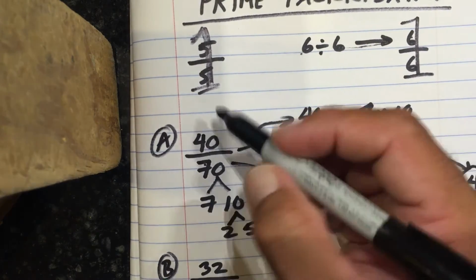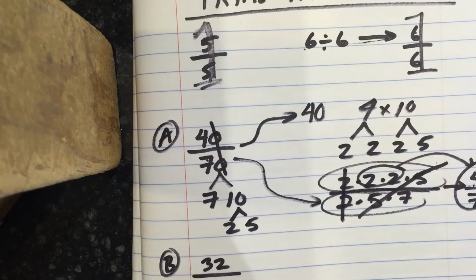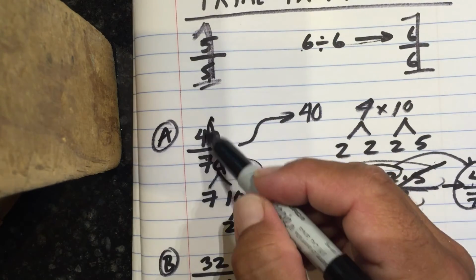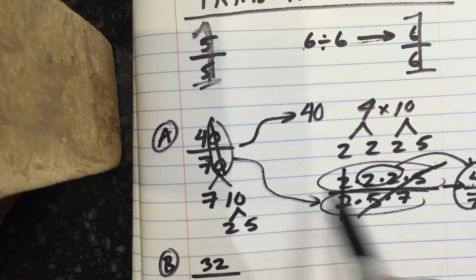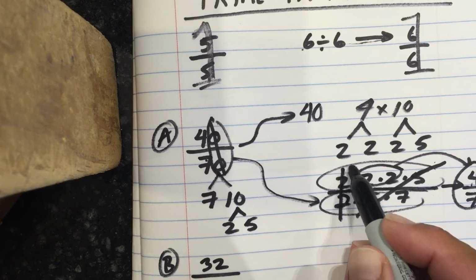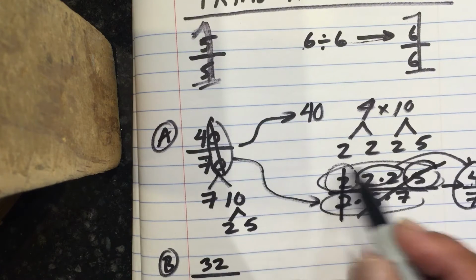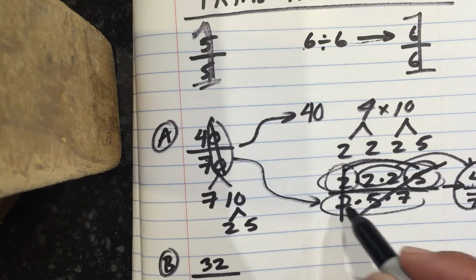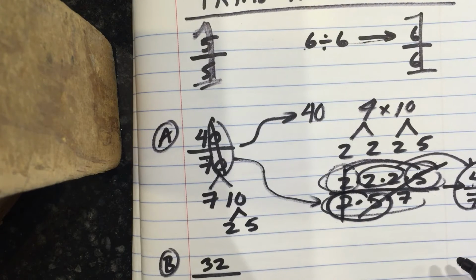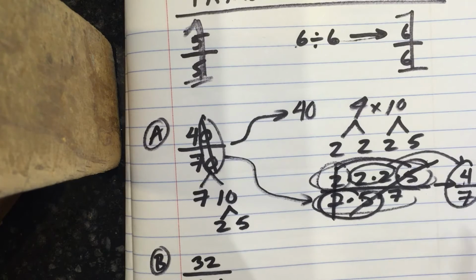Back when I was in school, we would just cancel these zeros, not knowing what we had just done. What we just did by canceling those zeros was canceling out this 2 and this 5. We divided out the 10 from the top. We divided out the 10 from the bottom, leaving us with 4/7.